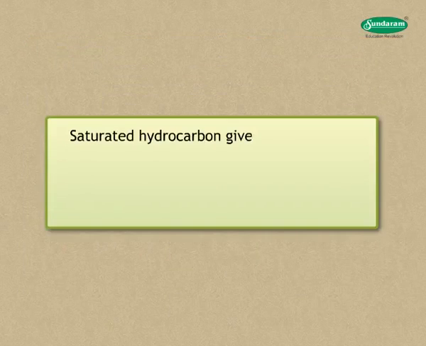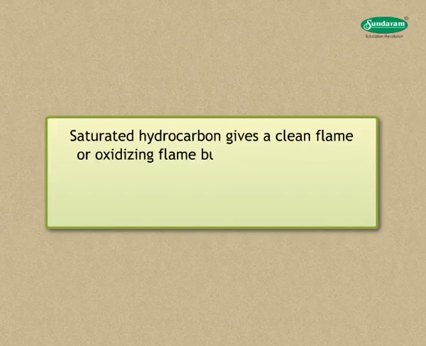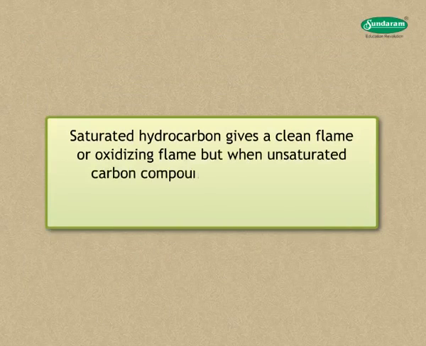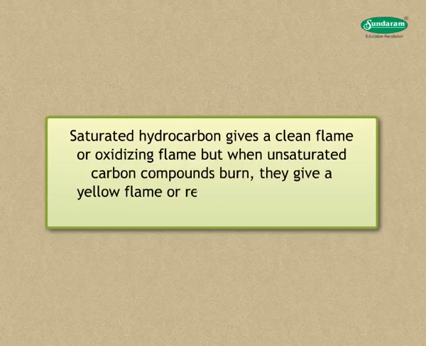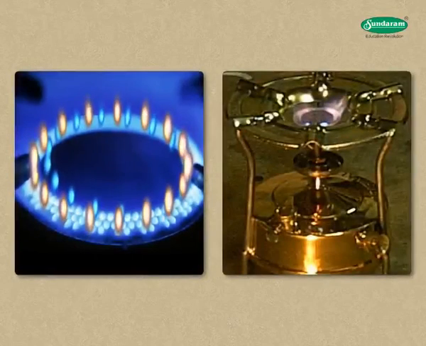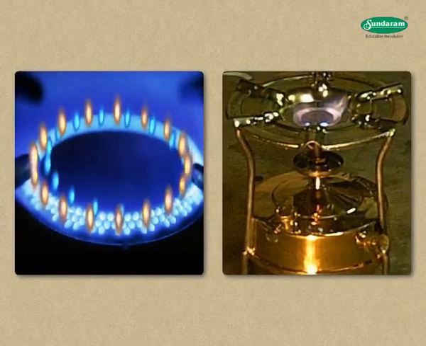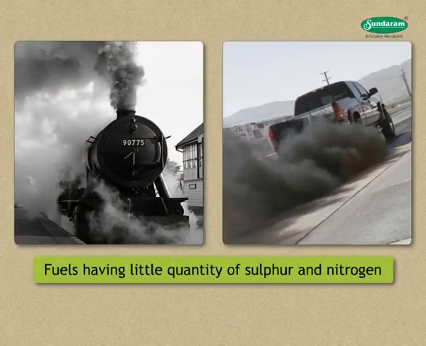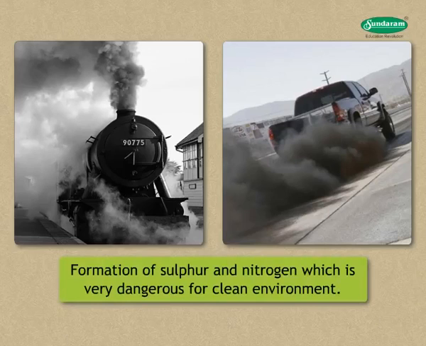Saturated hydrocarbon gives a clean flame or oxidizing flame, but when unsaturated carbon compounds burn, they give a yellow flame or reducing flame with lots of black carbon. At home, when gas or kerosene stove is used, a sufficient quantity of air is used, and hence we get clean blue flame. Fuels such as coal for engine and petroleum for vehicle have a little quantity of sulfur and nitrogen. Their combustion results in the formation of oxides of sulfur and nitrogen, which is very dangerous for a clean environment.